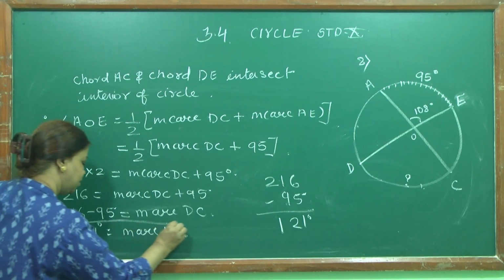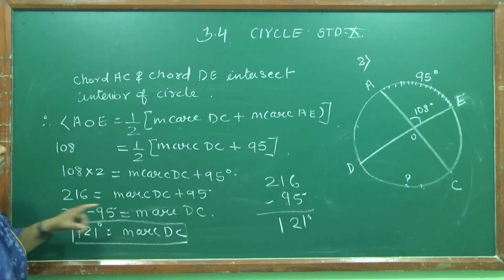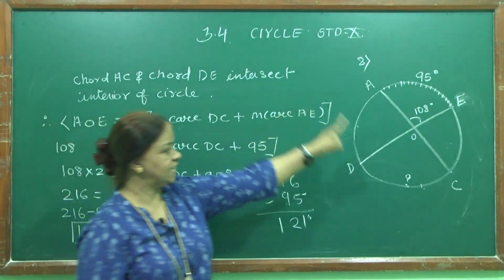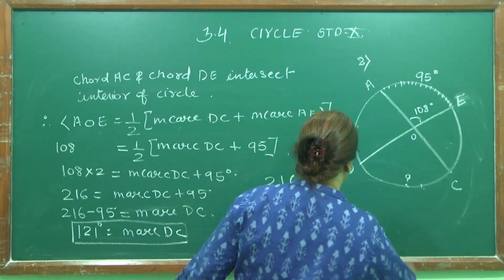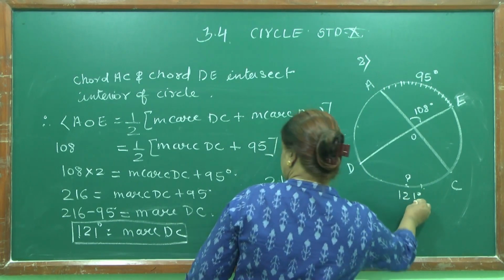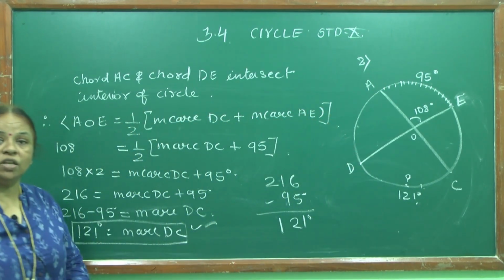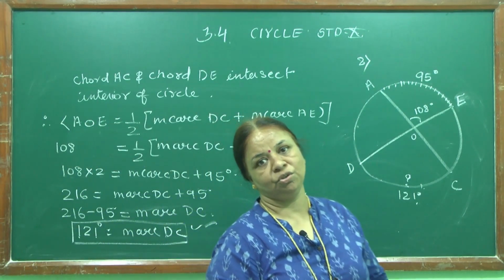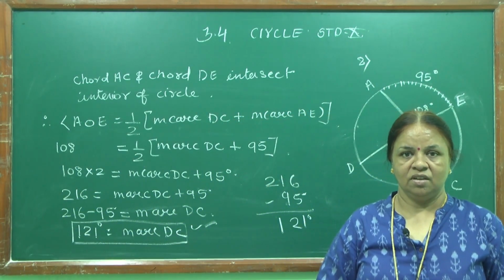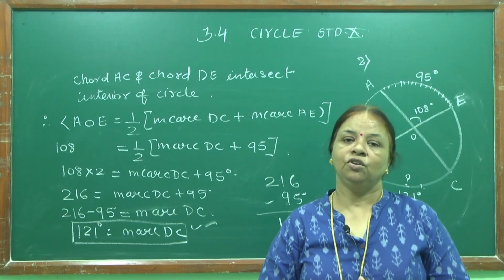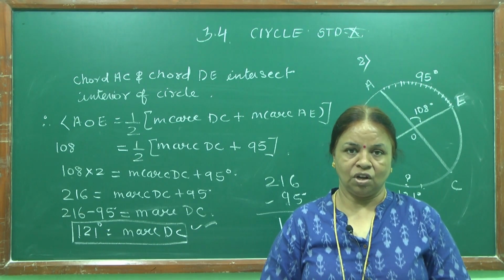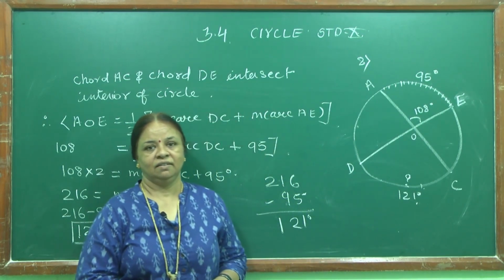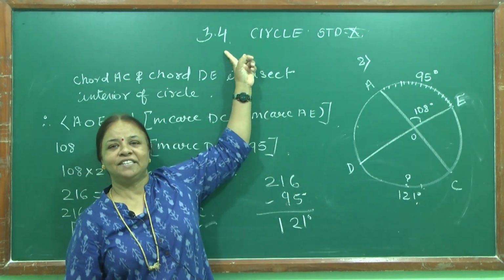So we got it, children. In the previous sum, the secants were intersecting externally. Now here the chords are intersecting internally, and we got it as 121 degrees. You can pause the video, you can solve the sum. All the sums, children, you need to solve many a time, and whenever you want, you can watch the video and solve the sums. So we are done with the 3.4 exercise, children.